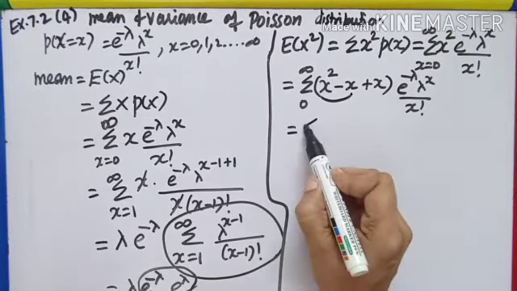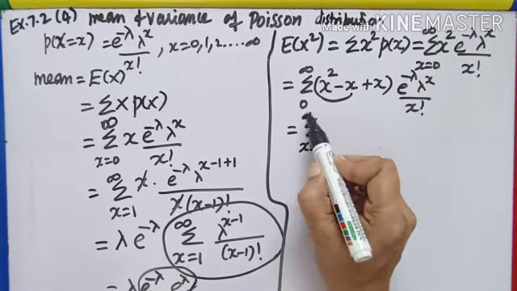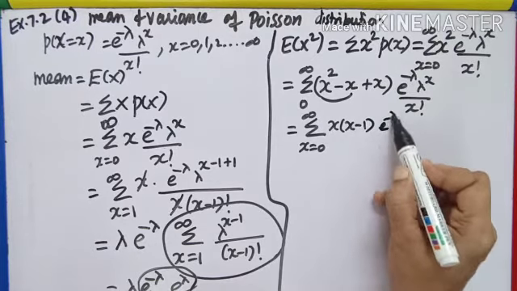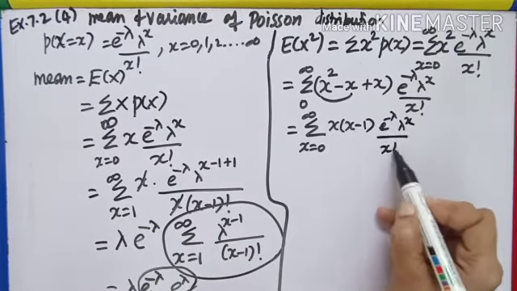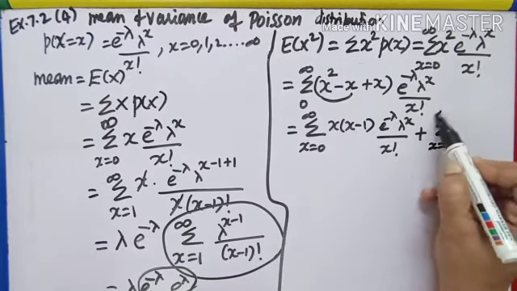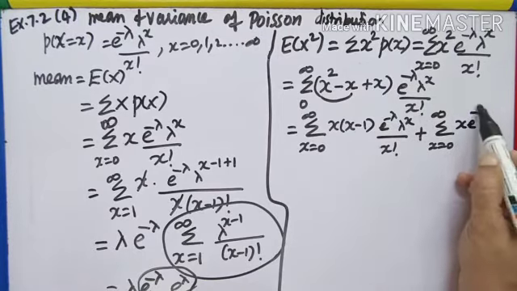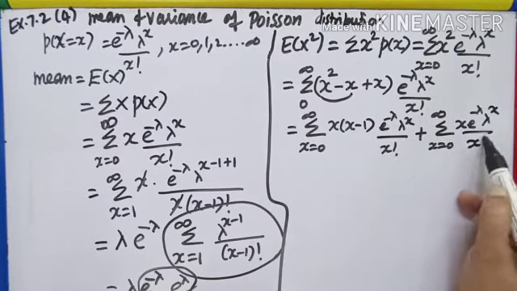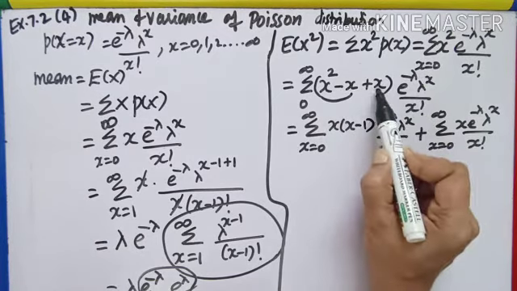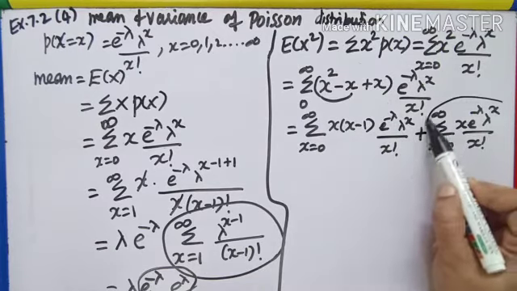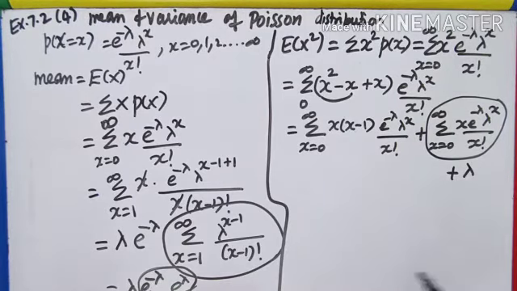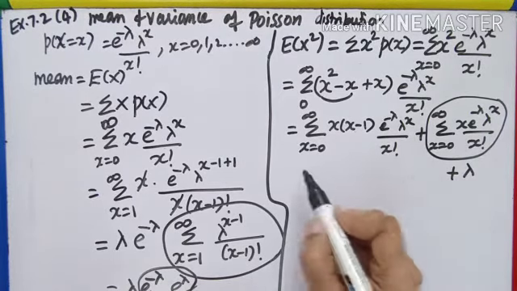Combine these two. So sigma x is equal to 0 to infinity, x into x minus 1, e power minus lambda, lambda power x by x factorial, plus sigma x is equal to 0 to infinity, x into e power minus lambda, lambda power x by x factorial. The first two terms go into this, the third term into this. This full idea, as we derived from the previous step, is lambda. I need to simplify this.